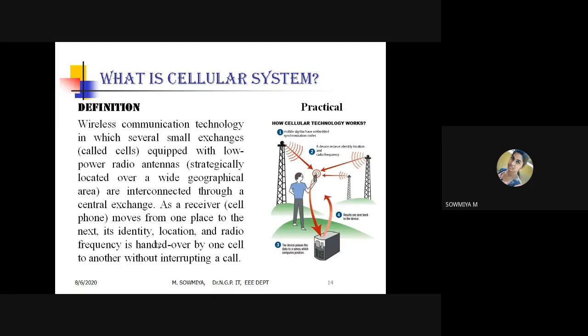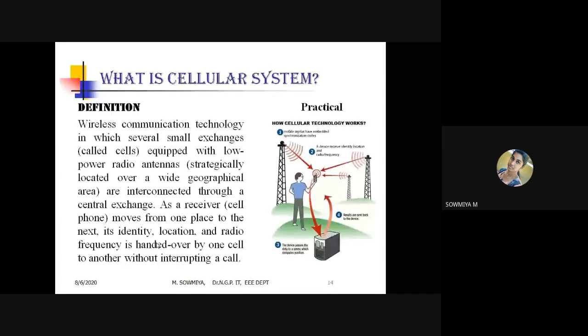And also, when we are in a call in a particular area and we get switched to another area, we never get disconnected from the call, because our identity, location, and radio frequency are handed over from one cell to another without interrupting the call. This is called a cellular system. Practically, you can see here.